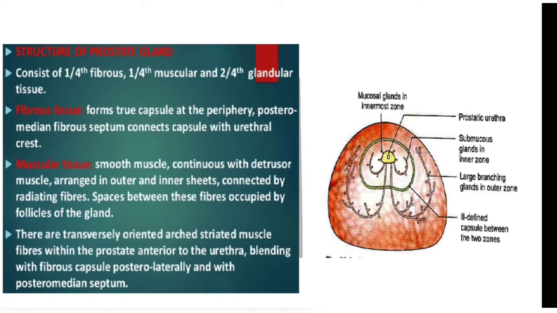There are transversely oriented arched striated muscle fibers within the prostate anterior to the urethra, blending with the fibrous capsule posterolaterally and with the posteromedian septum.